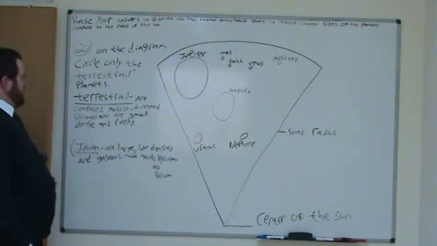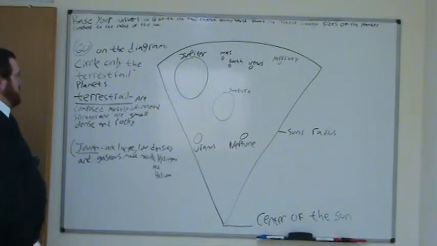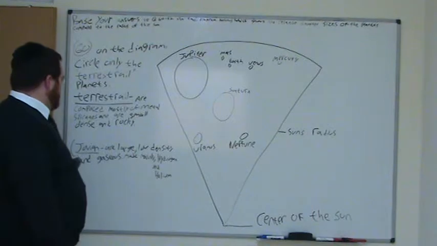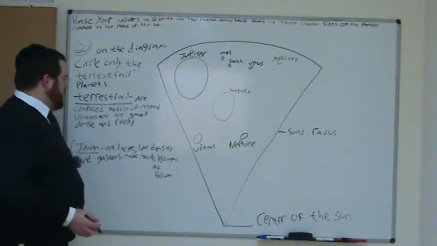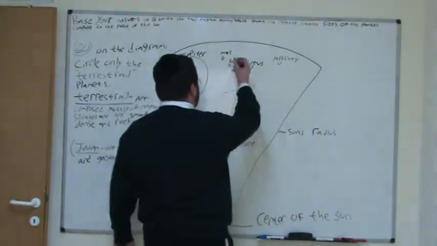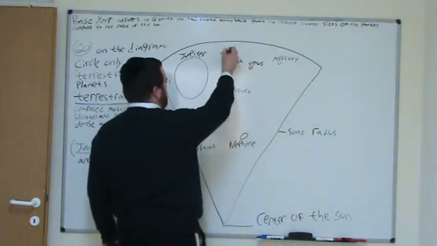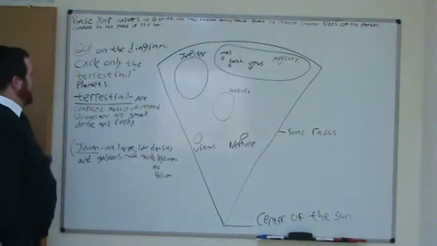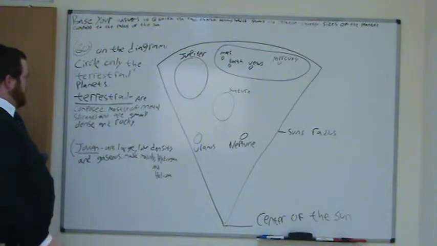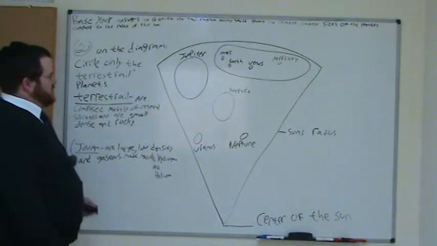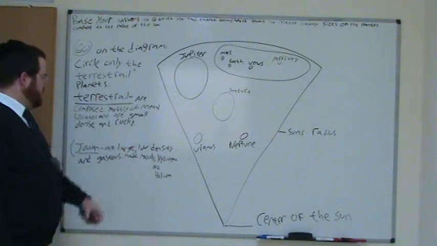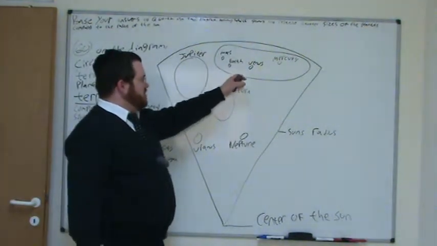Now, the question is, on question 60, on the diagram, circle only the terrestrial planets. Well, what are terrestrial planets? Terrestrial planets are composed mostly of metal silicates and are small, dense, and rocky. Well, that's Mars, Earth, Venus, and Mercury. So we'll circle those. That's the answer to question 60. Again, terrestrial planets are composed mostly of metal silicates and are small, dense, and rocky. So those are Mars, Earth, Venus, and Mercury.